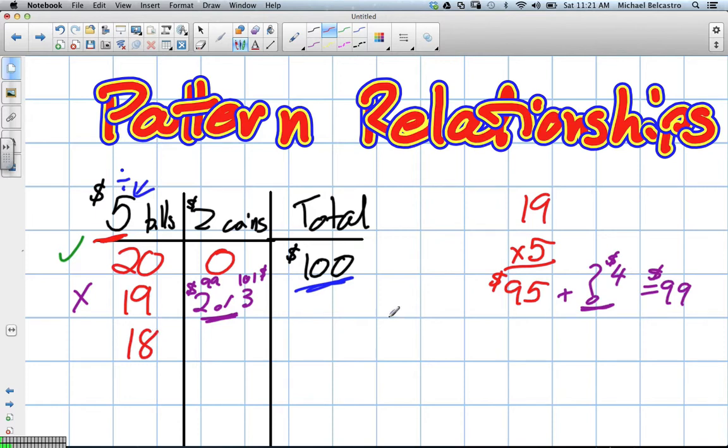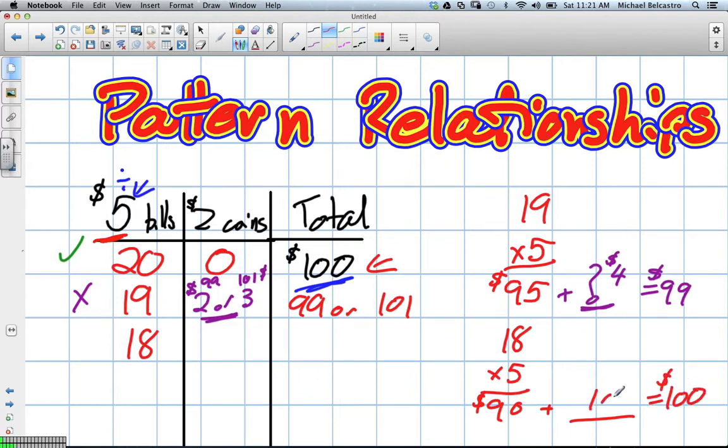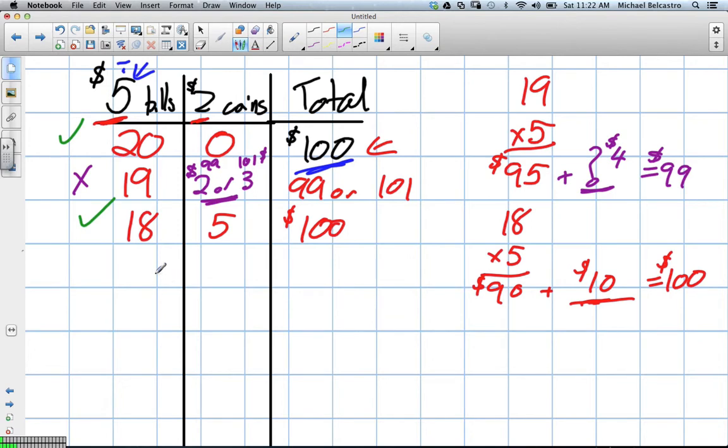18. If we have 18 $5 bills, how much money do we have? 90, that's right. Well, how much money do we need to get to our total? I'll just put that we had 99 or 101 here. It didn't really work. How much more money do we need? $10. And how can we create $10 with $2 coins? How many? 5. Exactly. We need 5 of those, and that's going to add up to exactly $100 for us. So that worked. We'll continue this pattern one more step, and then I'm going to see if you guys can guesstimate where we need to go from that.